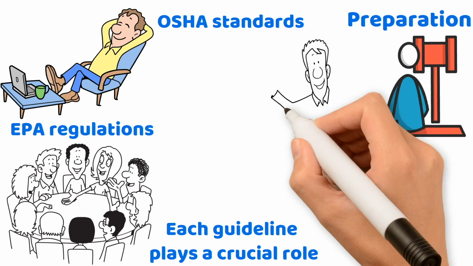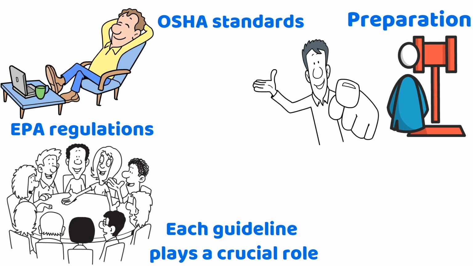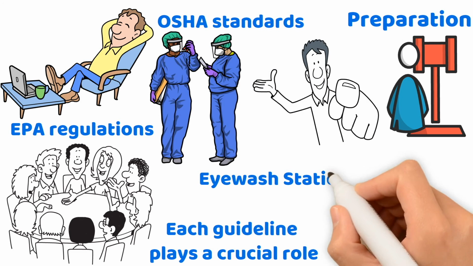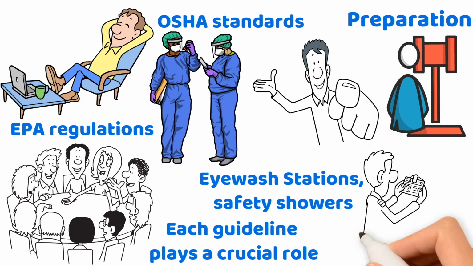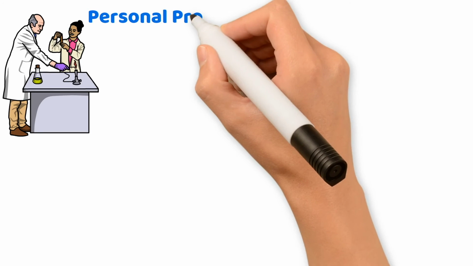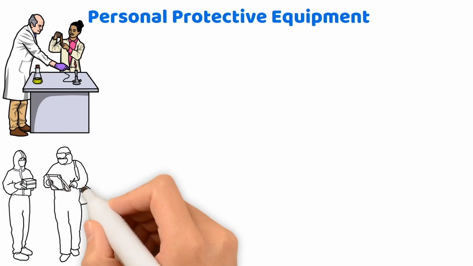Before any experiment, familiarize yourself with the procedures and ensure all safety equipment is at hand. Know where your eye wash stations, safety showers, and fire extinguishers are located, and ensure everyone in the lab knows as well. Personal protective equipment is your best defense against accidents.